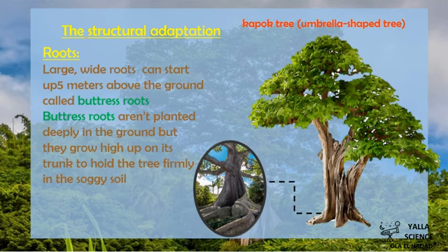It can start up to 5 meters above the ground, called buttress roots. Buttress roots aren't planted deeply in the ground, but they grow high up on its trunk to hold the tree firmly in the soggy soil.